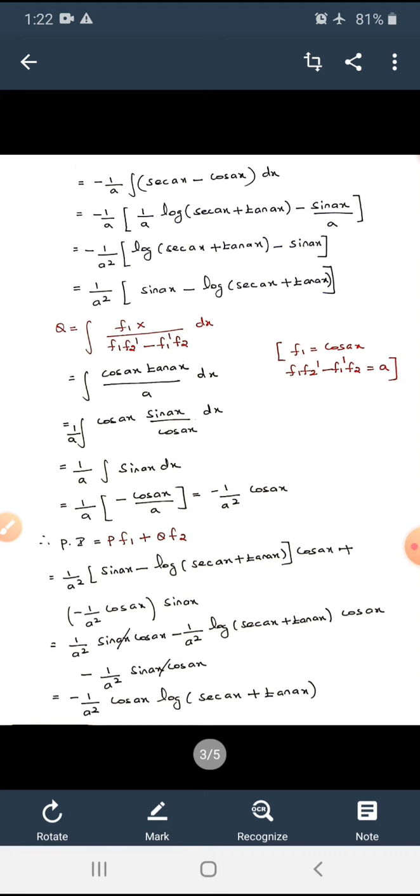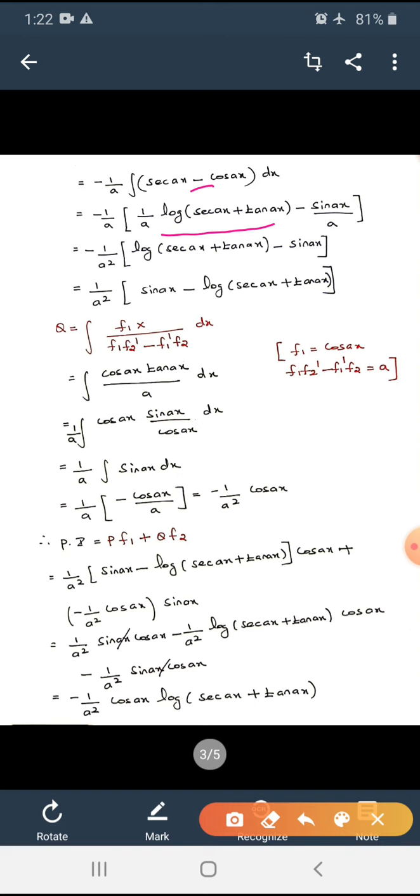That is equal to minus 1 by a. Now let us do the integration. Integral of secant ax dx is 1 by a log of secant ax plus tan ax. This is the formula, just learn it by heart. Minus the integral of cos ax. Integral of cos ax is sin ax by, you differentiate this ax and write it in the denominator. So we get by a.